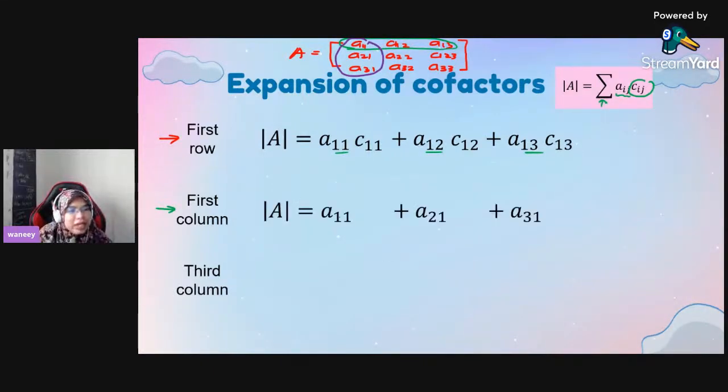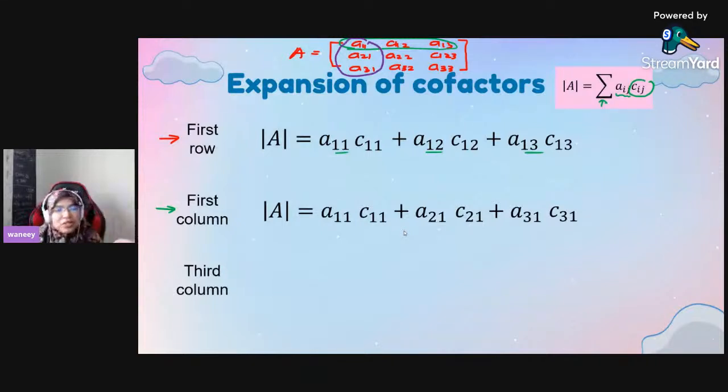Okay, so A11, A21, A31. And then you simply copy down the cofactor. Just simply use the same number for the C. So C11, C21, C31. So that is the formula for your determinant.